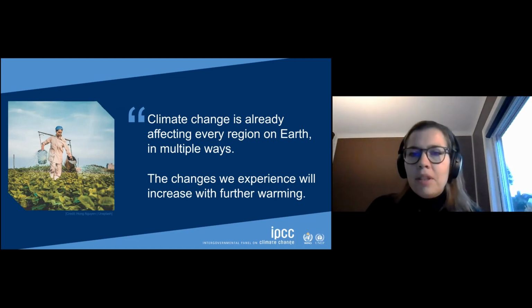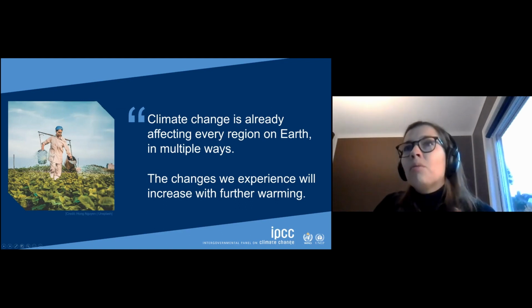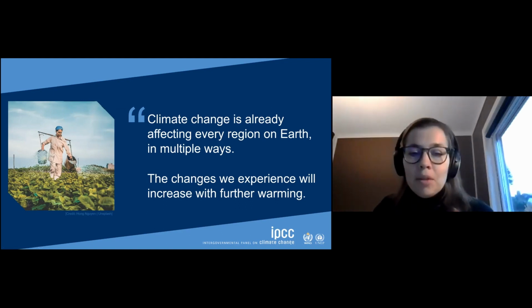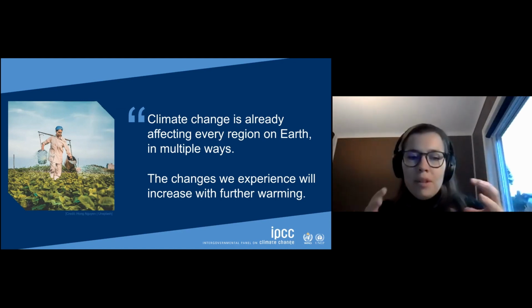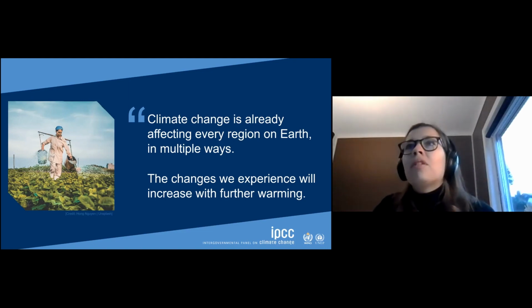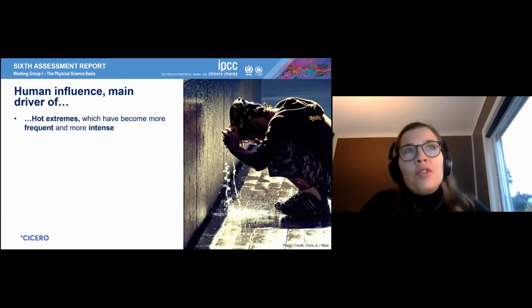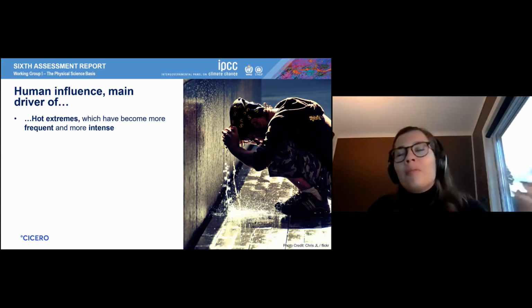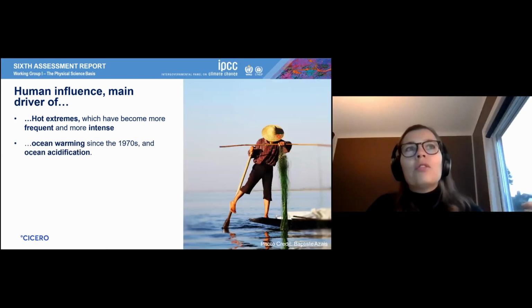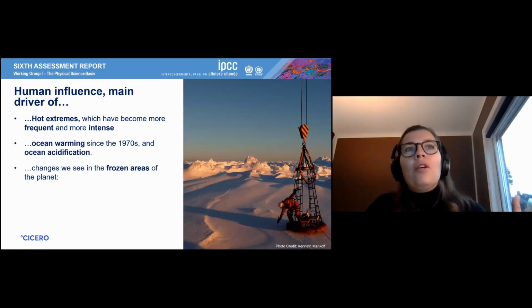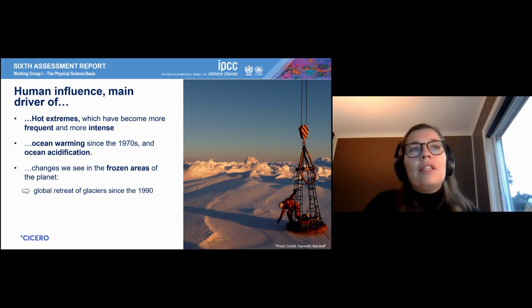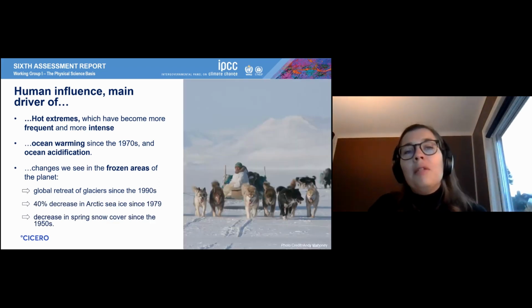So, for looking at these extreme events and these local impacts, you need different techniques. And one of them is the one you have seen maybe yesterday with Rob, the statistical downscaling. But another one is the one we are seeing today, dynamical downscaling, or using regional climate models. But you can see that in the IPCC report, this idea of looking at climate change regionally is very important from the start. And I guess, of course, it's important because with climate change, we see that there is this human influence that is the main driver of hot extremes, ocean warming, the changes we see in frozen areas, and many more.